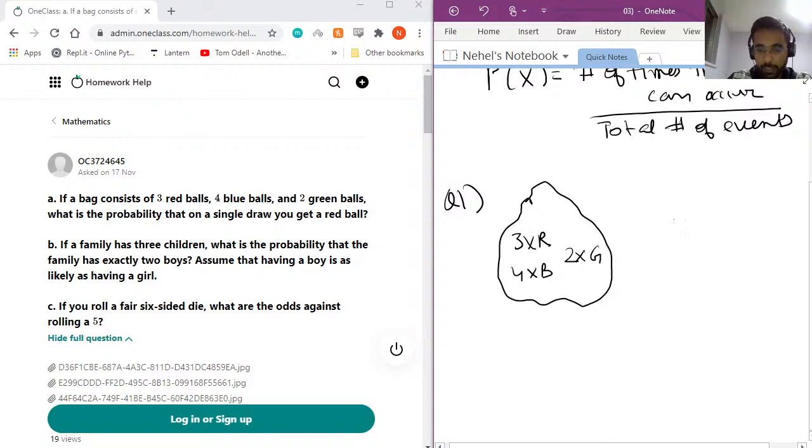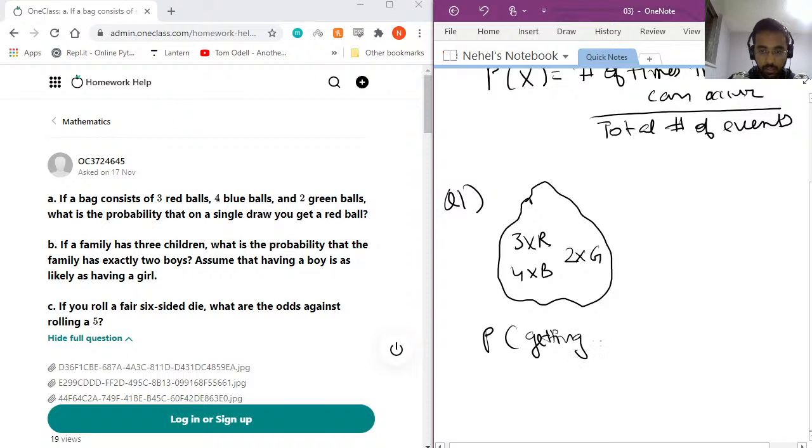Now the way to look at this question is, first we can identify what the denominator would be. The denominator is the total number of events. In this case, it's the total number of balls we have in the bag. So the total number of balls is 4 plus 2 plus 3. We have 9 balls. Now, the number of times our event, which in this case is getting a red ball, would be a success, is the total number of red balls. So that's 3.